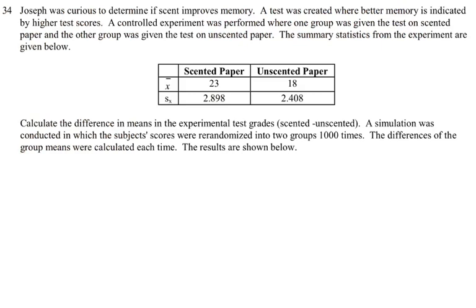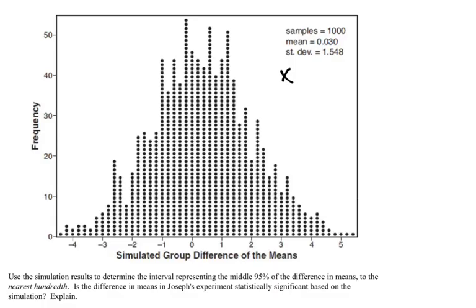Number 34. Joseph was curious to determine if scent improves memory. This is his result, scented paper and unscented paper. So calculate the difference in means. And it goes on, it explains this one further. And this is the picture that we see. Now what they want you to do is use the simulation result to determine the interval that represents the middle 95%.